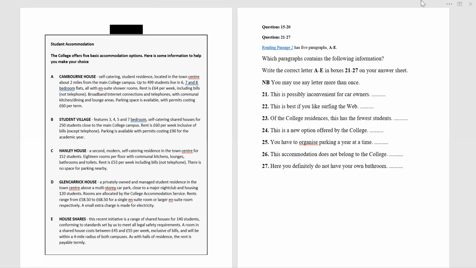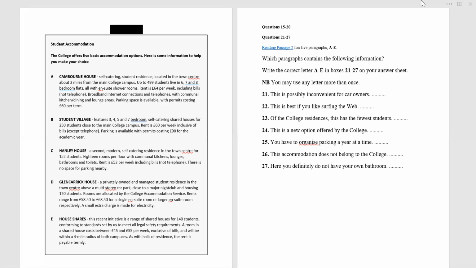So this is possibly inconvenient for car owners. This question number, it is in the C. Here it is. This is possibly inconvenient for car owners. So it is in paragraph number C.